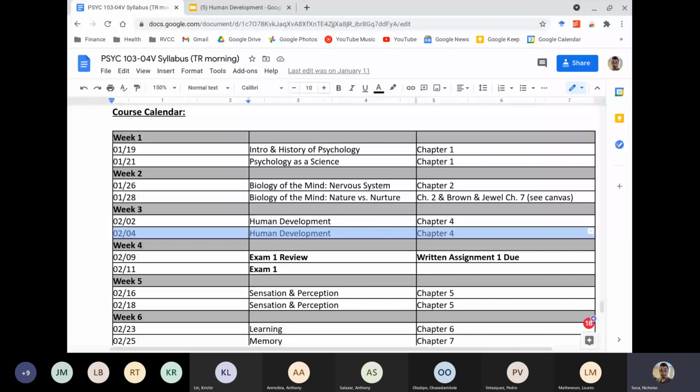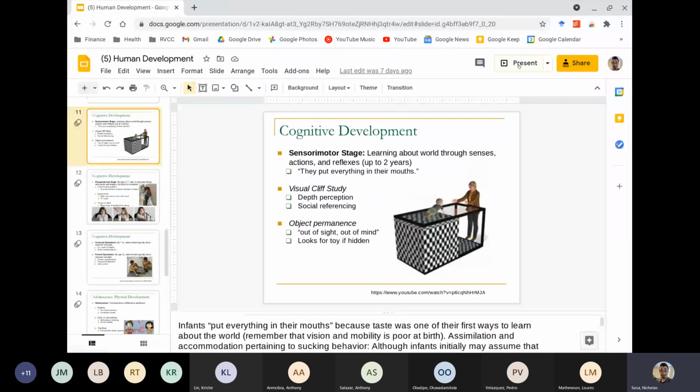And then on February 9th, right, we will have our exam one review session. And this is also when your first written assignment on gender differences will be due. And then finally, on February 11th is when your first exam will take place. Does anyone have any questions about that before we begin? Okay, well, if there's no further questions, then we can begin for today.